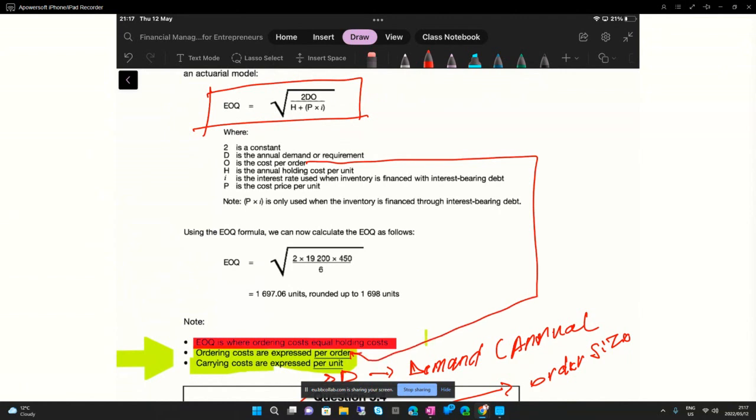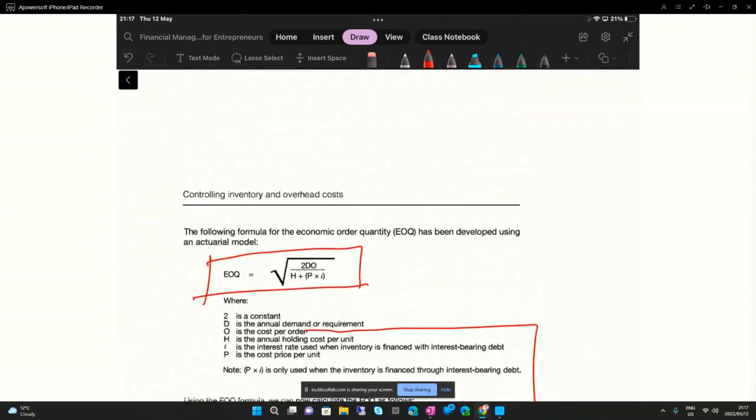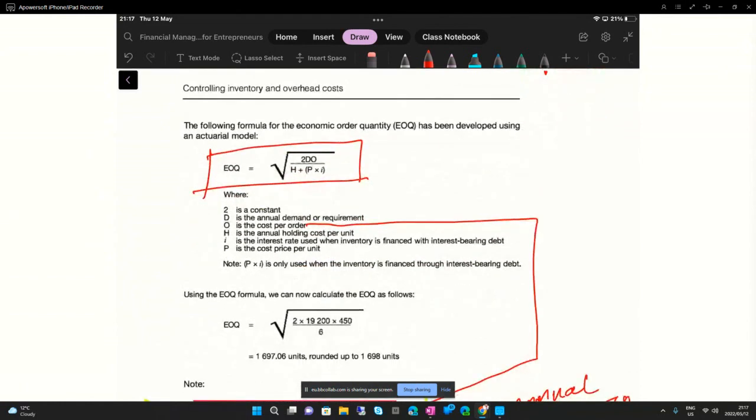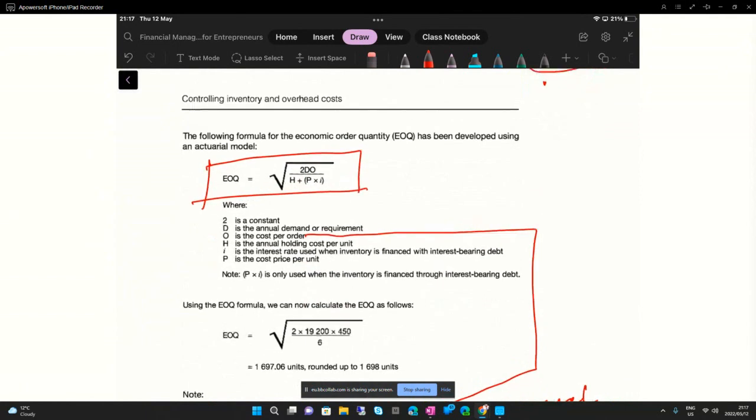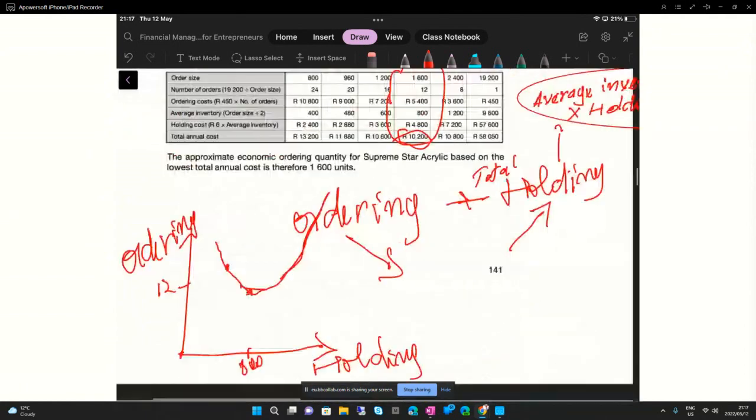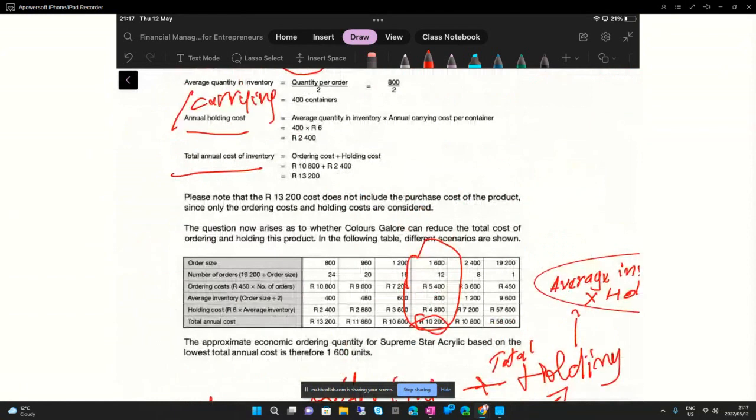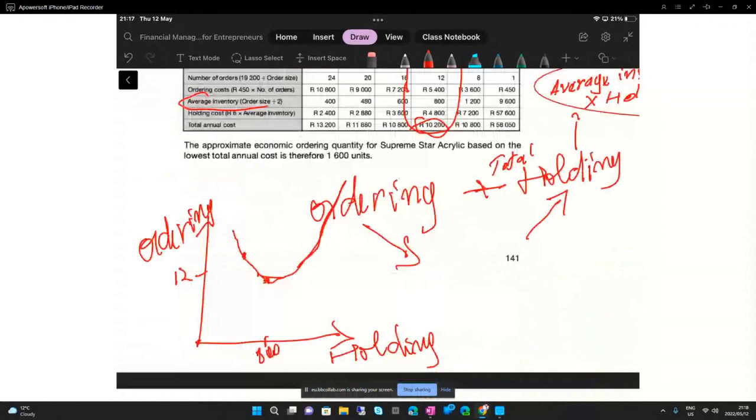Remember that an order can have a size. We can have a demand of 10,000 for the year. That's the demand of our products. But we order in batches of 5,000. So 5,000 is the order size, and when you look here, there is even an average inventory, which is the order size divided by 2.